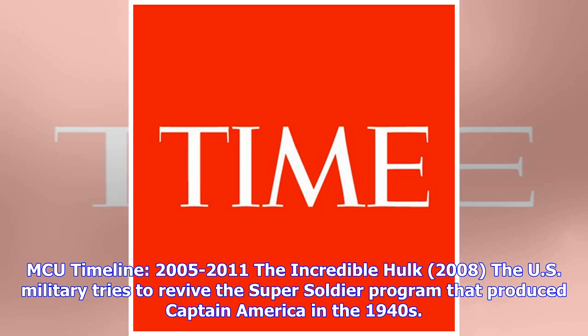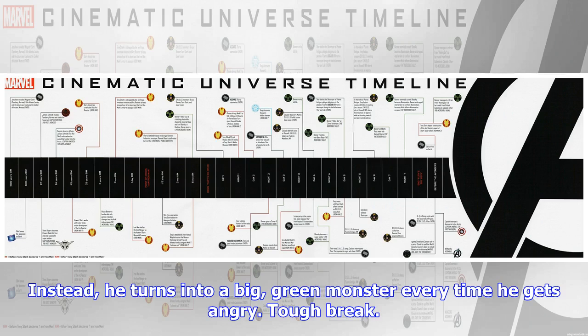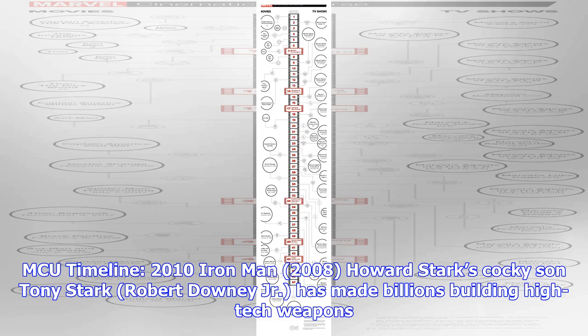MCU timeline: 2005 to 2011, The Incredible Hulk. 2008, the U.S. military tries to revive the super soldier program that produced Captain America in the 1940s. Scientist Bruce Banner, Edward Norton, for now, agrees to the series of experiments, probably assuming he'd end up looking like Chris Evans. Instead, he turns into a big, green monster every time he gets angry. Tough break.